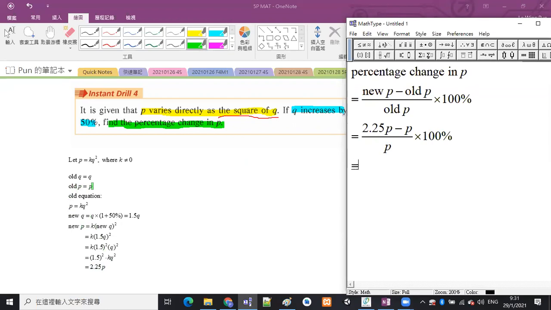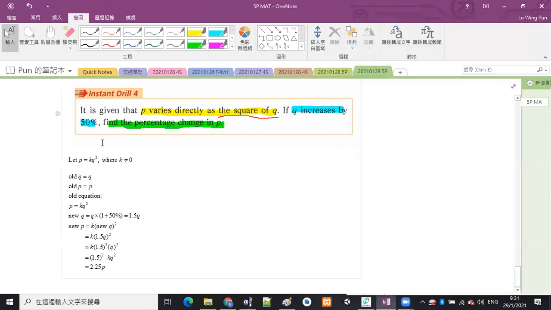Can you get this? And then the numerator must be a subtraction of two like terms, so they can be calculated. 2.25P minus 1P is 1.25P, divided by P times 100%. And the P and P will be cancelled by each other, leaving the number only, 1.25 times 100%. Just multiply the numbers together, it is 125%. So this is the answer for this instant drill number 4.